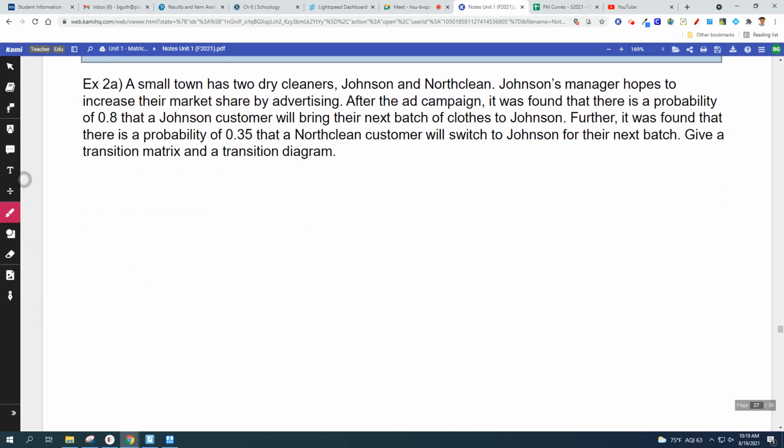Let's look at example 2a. A small town has 2 dry cleaners, Johnson and North Clean. Johnson's manager hopes to increase their market share by advertising. After the ad campaign, it was found that there is a probability of 0.8 that a Johnson customer will bring their next batch of clothes to Johnson. Further, it was found that there's a probability of 0.35 that a North Clean customer will switch to Johnson for their next batch.